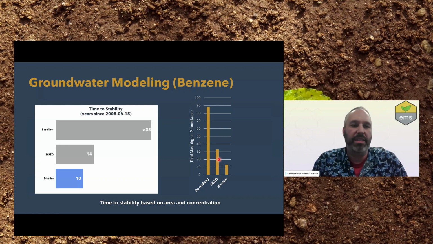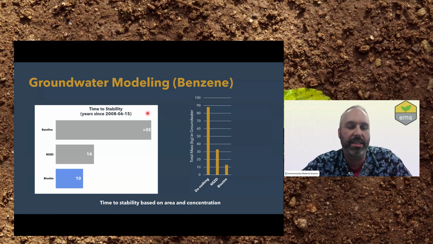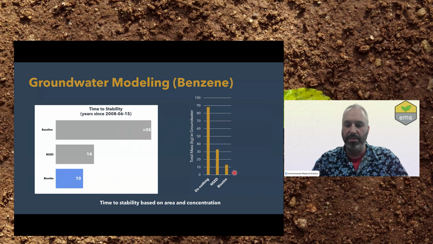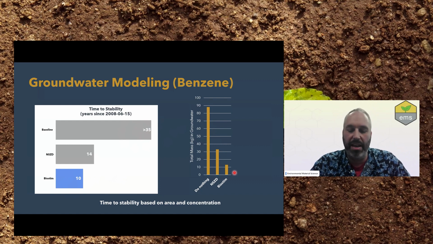So if you boil down the numbers from each of these, the time to stability, that's when concentration and area are changing by less than 1%. Comparing your baseline, sort of your worst case scenario, to biostim, you've dramatically improved your time to stability by biostimming, and also dramatically reduced the total mass in groundwater. So as an outlook, for a single site plan, you'd look and say, okay, this actually looks like a really good candidate to either start biostim or continue biostimming at.